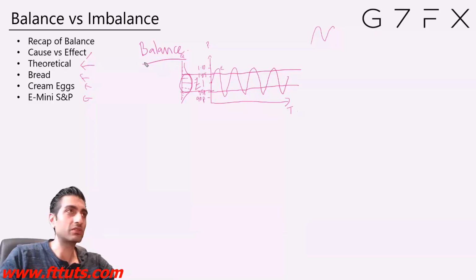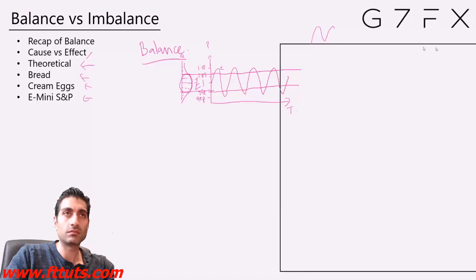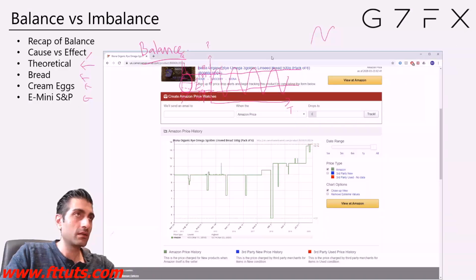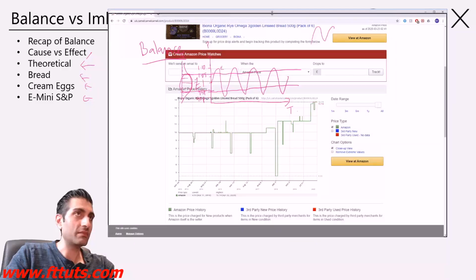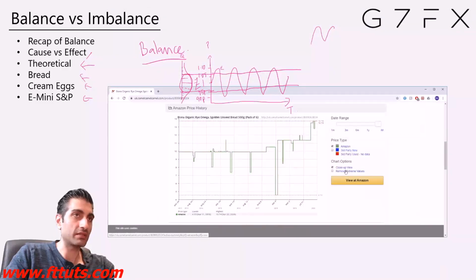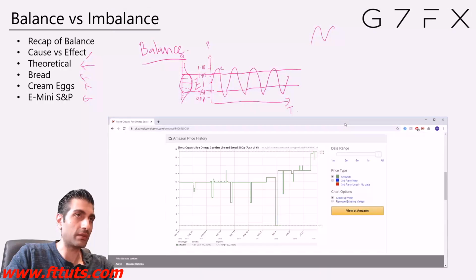In fact, why don't we do that? And then I want to come on to this cause and effect. So I'm just going to bring up the bread. Okay, so you've got bread here. Now let me just make that a bit less messy for you so you can actually see that.